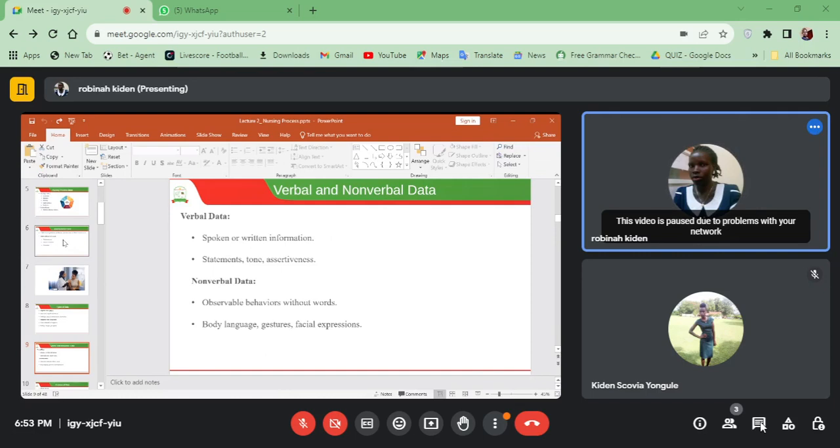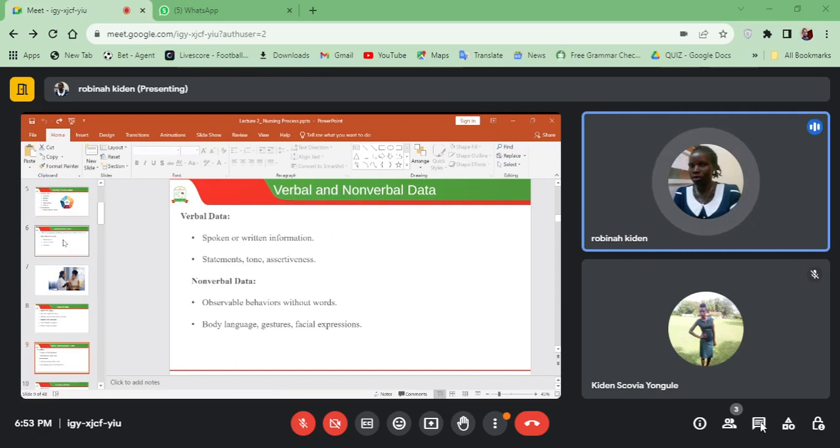Then we have verbal and non-verbal data. So the verbal data is the spoken or the written information. Then under it also we have statements, tone, and assertiveness. The statement that the patient makes, the tone through which the patient makes these statements. For instance, you ask the patient, "How are you feeling today?" Then the patient tells you, "I'm feeling okay," but you feel that the tone that the patient is using does not actually mean what she is saying. So those are some of the observations that a nurse can make.